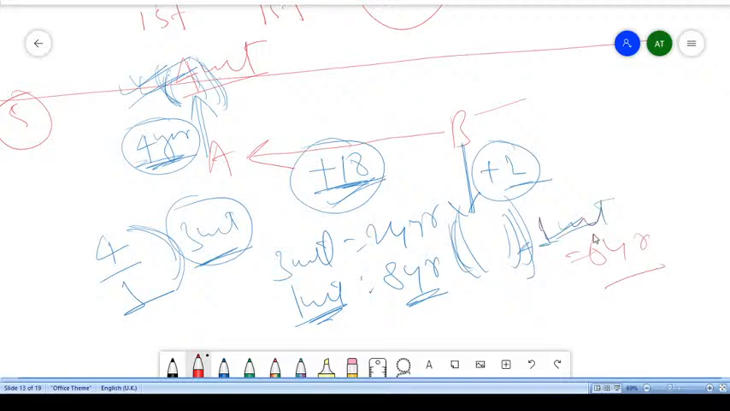Then what is the present age? The present age is 8 years minus 2 years, that means 6 years. That means the present age of B is 6 years. This is the answer. Option A, 6 years.